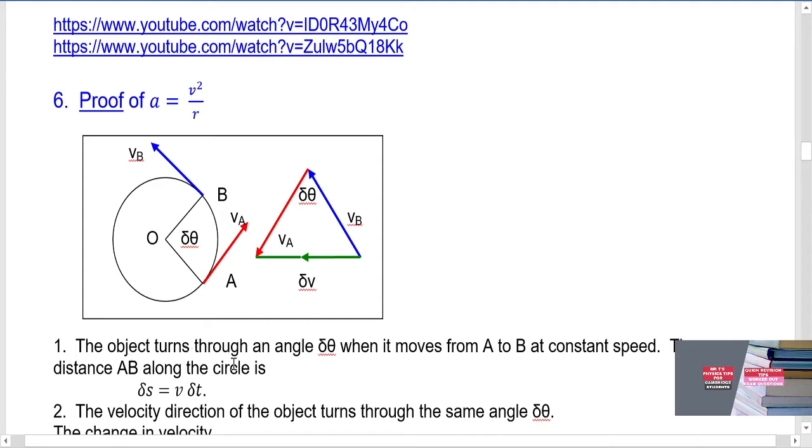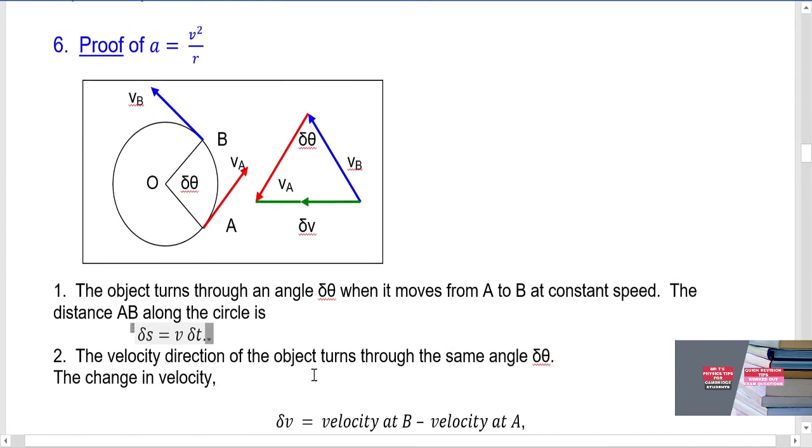So it turns through the angle d theta when it moves from A to B at constant speed. The distance AB along the circle is the length of the arc, which is going to be equal to v dt, because we know that the displacement or the distance traveled is equal to speed times time. Since this is constant speed times the time taken, the small distance ds will be equal to v times the small time dt.